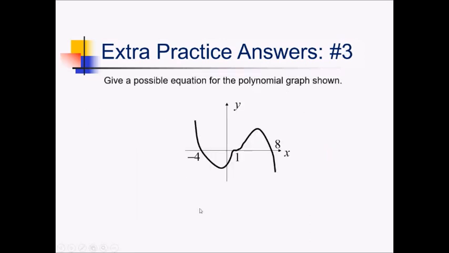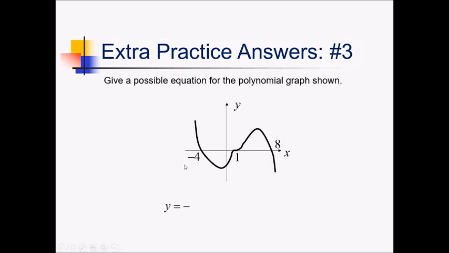For this problem, we just want a possible equation for this polynomial graph. So let's start by getting the overall sign of the polynomial. Since our graph is going down as we move to the right, this is going to be negative overall. So we have y equals negative, and now I have to write in some factors here.